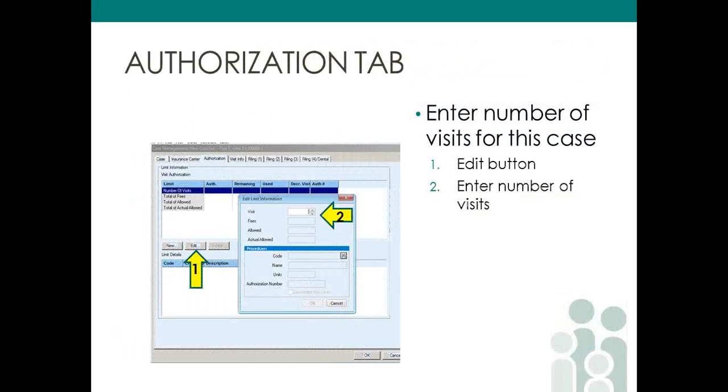The next tab will be your authorization tab. And this tab is kind of misleading. This is basically only for the number of visits if the case you're building requires a number of visits. You hit the edit button and put the number in.